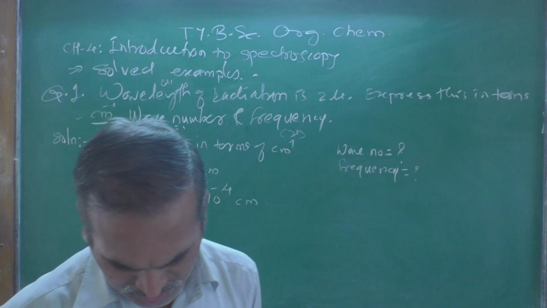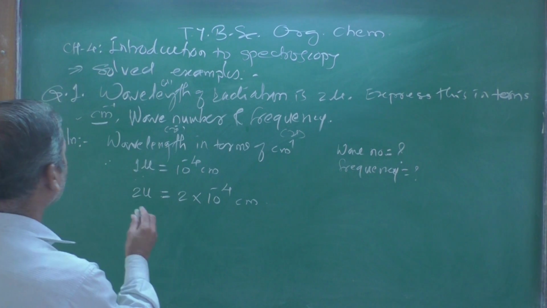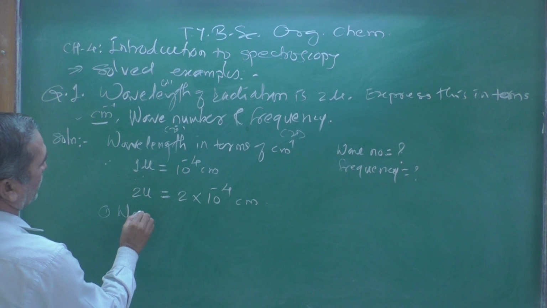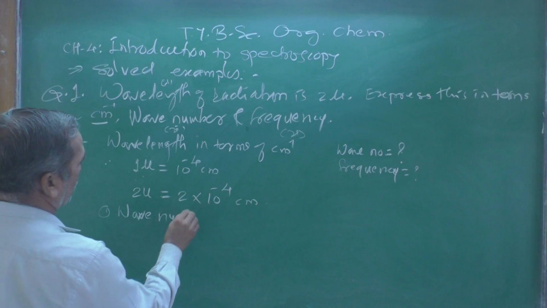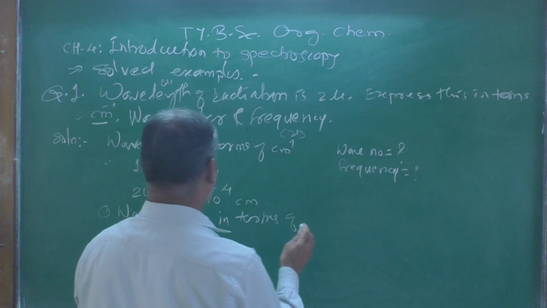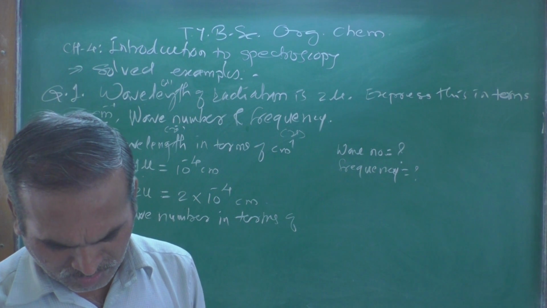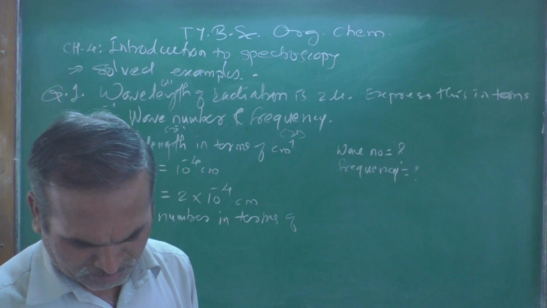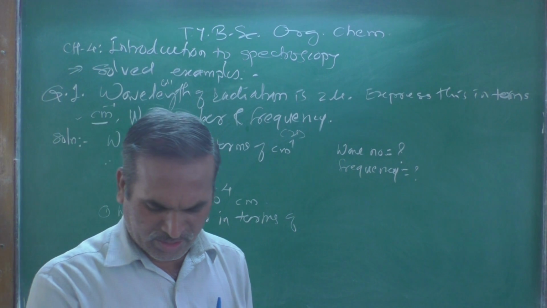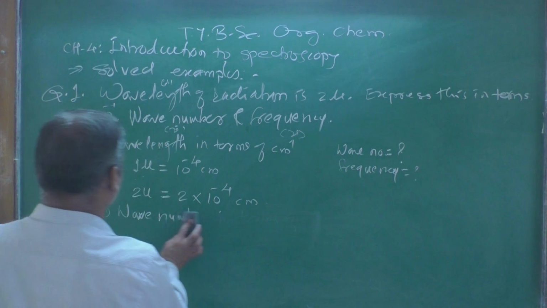First, we are going to calculate the wave number, that is, the wavelength in terms of wave number. Let's see over here.